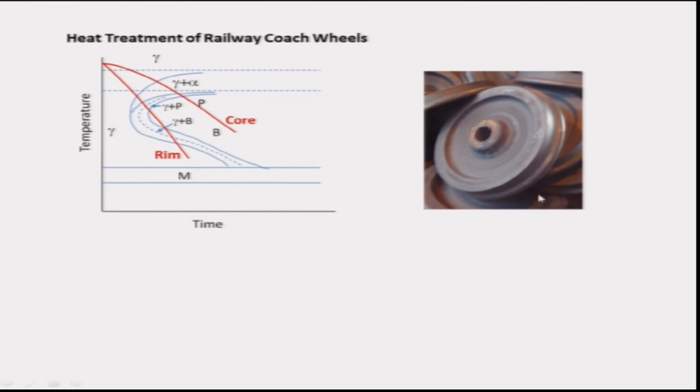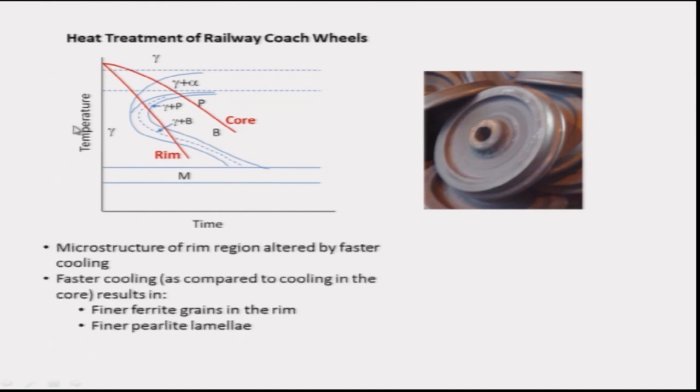These wheels are very massive, so even at the surface, the cooling is not as fast as it was in the earlier case of steel bars for construction. So both the rim as well as the core cut the ferrite as well as the pearlite C curves. But the rim has a lot faster cooling. As a result, what you get is a finer microstructure in the rim as compared to the core.